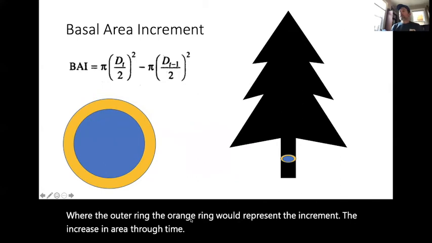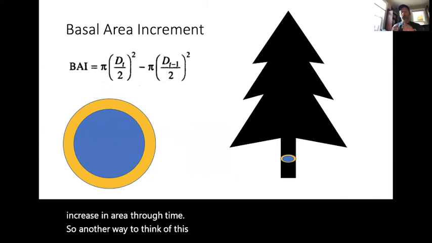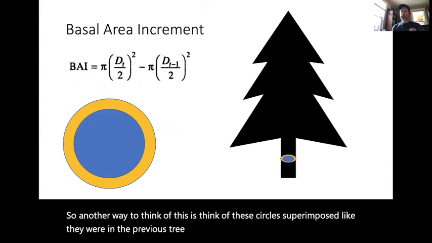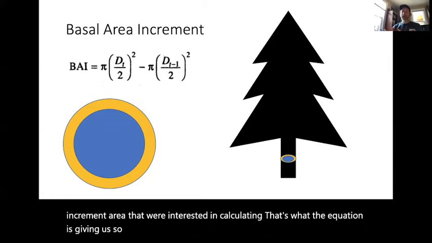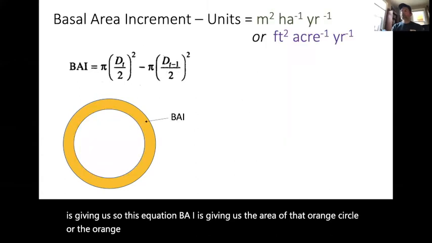So another way to think of this is think of these circles superimposed like they were in the previous tree example, and the yellow ring represents the increment area that we're interested in calculating. That's what the equation is giving us. So this equation, BAI, is giving us the area of that orange circle, or the orange donut 1 year later, much like this. Okay, so this would be our basal area index.